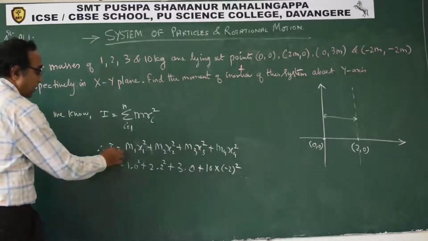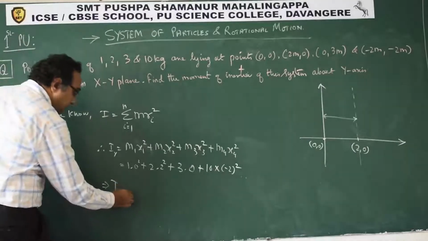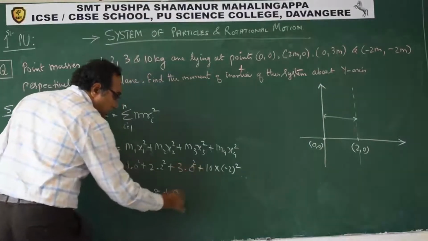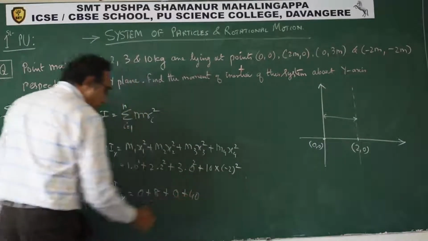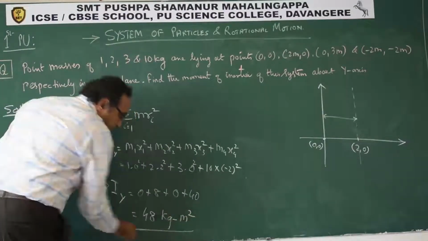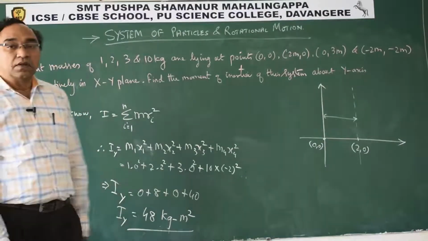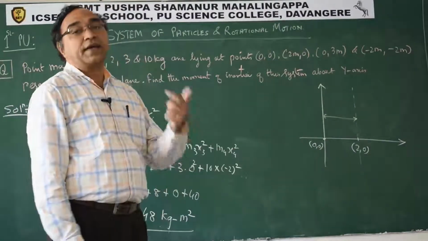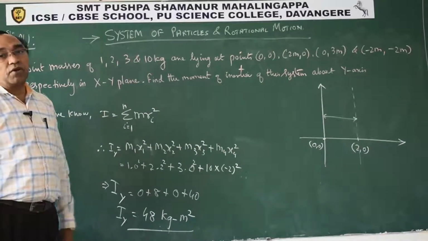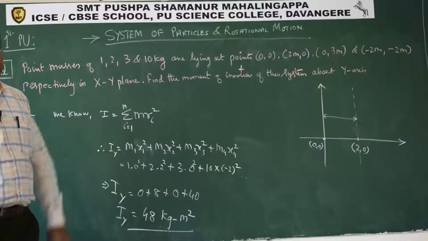So this is what is your Iy. So from this we can say distance or moment of inertia about y-axis is 0 + 8 + 0 + 4 + 40. So this gives you 48. What will be the unit? Kg meter square. This is exactly how we can find out the moment of inertia about y-axis. This concept you have to understand. If it is given in the coordinate form, you have to understand what is the distance of the point from a given axis.